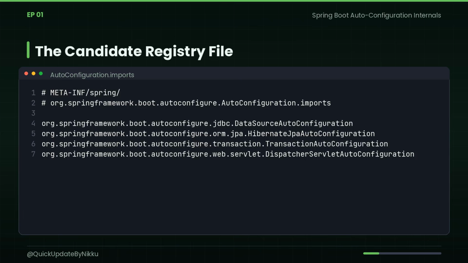This plaintext file, shipped inside the Spring Boot autoconfigure jar, is the master list of every auto-configuration class Boot knows about. AutoConfigurationImportSelector reads this file at startup and treats each line as a candidate configuration class. Prior to Spring Boot 2.7, this list lived in spring.factories under the EnableAutoConfiguration key. You will still see that format in older starters, and Boot supports both formats for backwards compatibility.